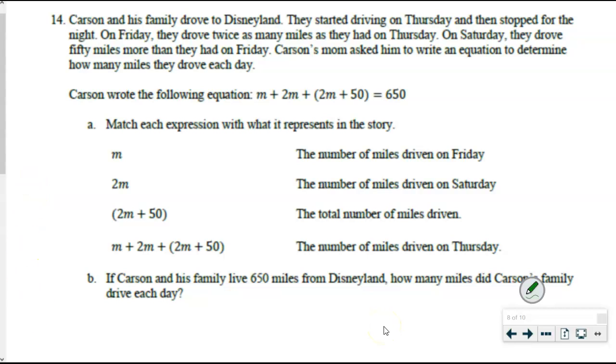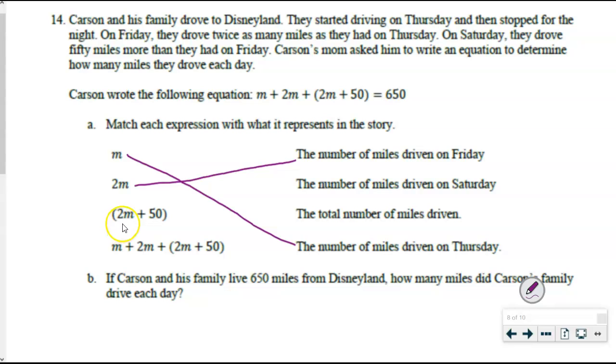All right, what does the M represent? Where am I going to draw this line to? Bella. Yeah, they drove some miles on Thursday, which means that the 2M is going to represent what, Luke? Number of miles driven on Friday. Because as it says, on Friday they drove twice as many as they had on Thursday.